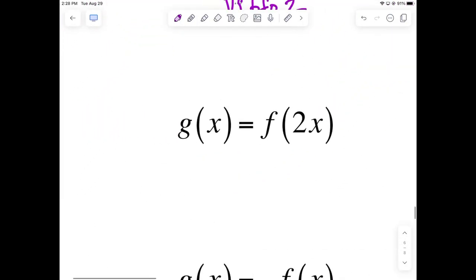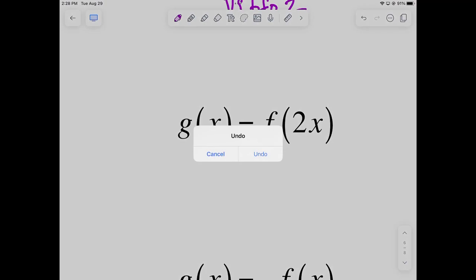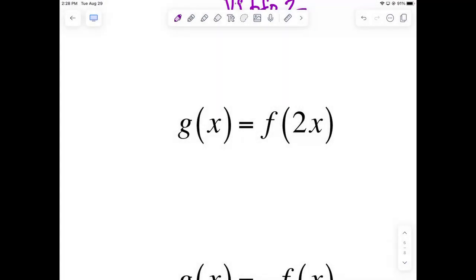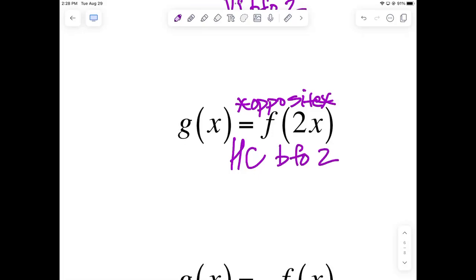All right, what about this guy? He's multiplied on the inside. Multiplied on the inside is a horizontal stretch or compression. Is it twice as wide or twice as narrow? It looks like a stretch, right? 2 times x, but it's on the inside, so it's actually the opposite. So again, it's not twice as wide. It's not stretched by a factor of 2. It's what? Horizontally compressed. So we put HC, horizontally compressed by a factor of 2. Yeah. Opposite on the inside.